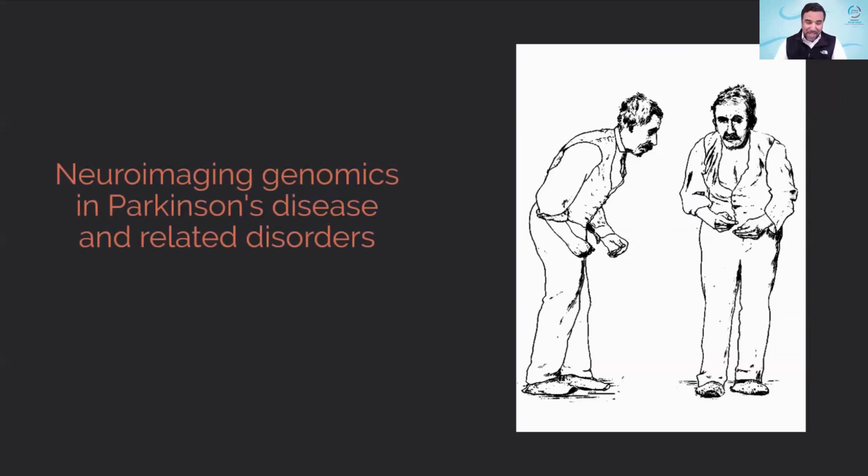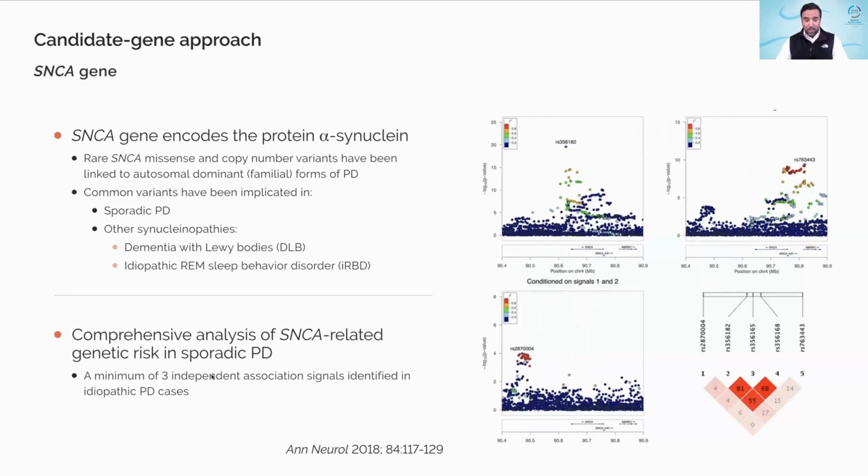So how do we apply this in Parkinson's disease? And I'm going to talk to you about studies that I've done myself. Obviously, it's a very evolving field with many research groups also interested in the same topic. So one of the works I've done is really focusing on the alpha-synuclein gene. As you all probably know, this gene encodes the protein alpha-synuclein. And there are rare genetic variants that are responsible for autosomal dominant forms of Parkinson's disease. These include missense or copy number variants.